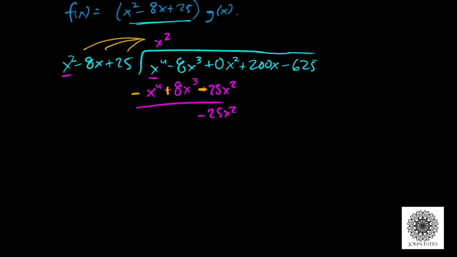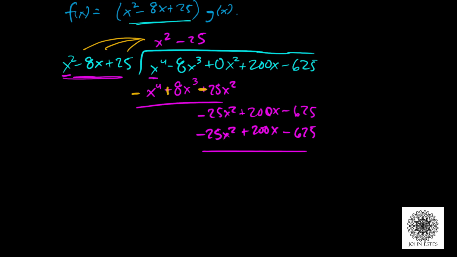And I'm going to go ahead and bring down my 200x and my negative 625, and we're going to play this game again. So now I need to think, okay, what times x squared will give me this negative 25x squared? Well, how about negative 25? And so when I distribute the negative 25 across this polynomial, I end up with a negative 25x squared. A negative 25 times negative 8x ends up with a plus 200x. And then a negative 25 times a positive 25 gives me a negative 625.